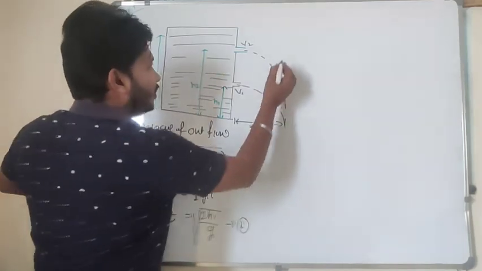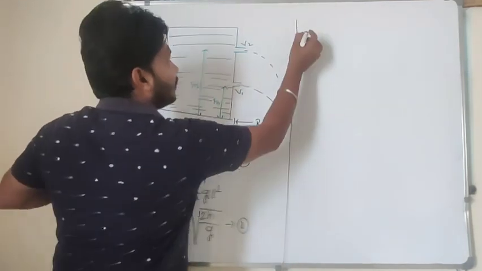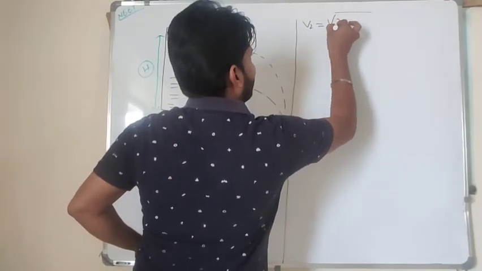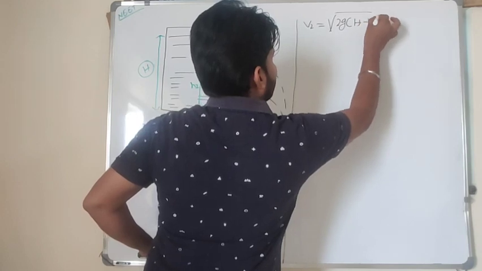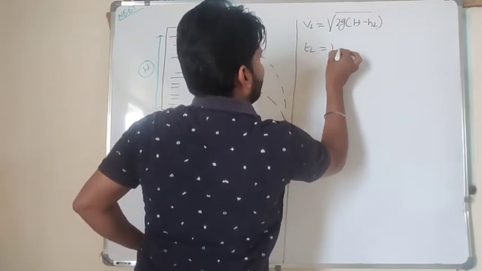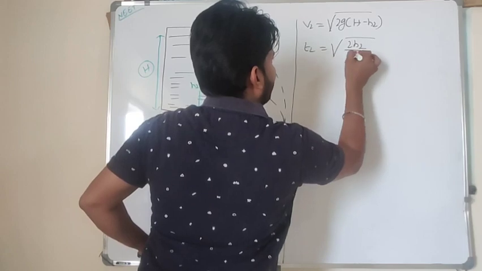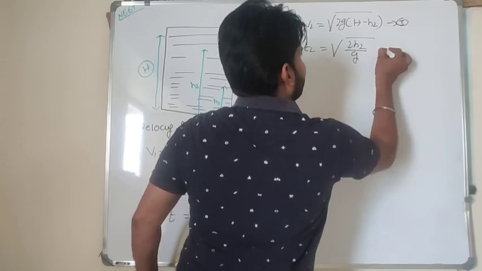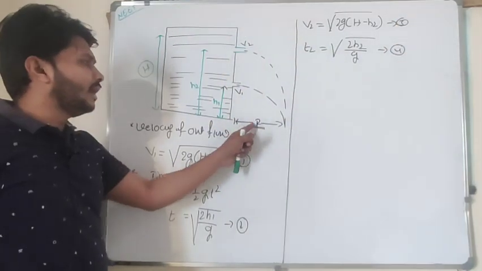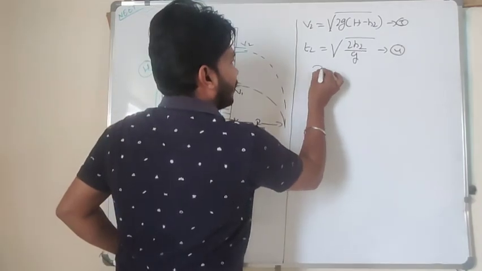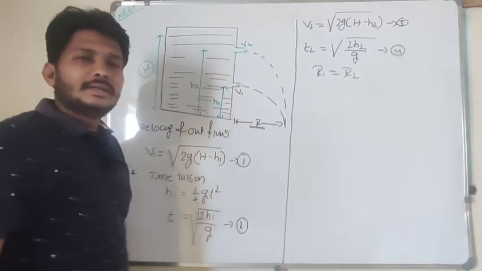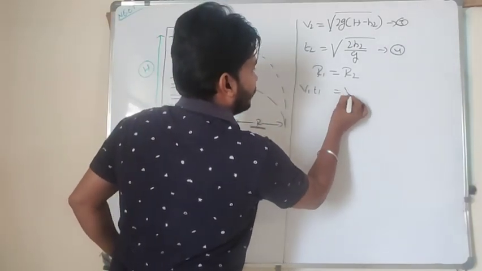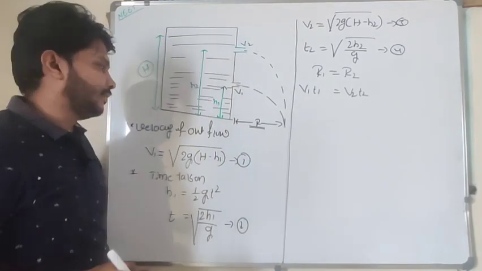Similarly for the second hole, V2 will be the square root of 2g times (H minus h2), and the time t2 will be the square root of 2 h2 divided by g, right? Let them be equations 3 and 4. And they mention that the horizontal range remains the same. The horizontal range for the first hole and for the second hole will be the same, which means V1 times t1 is equal to V2 times t2, right?